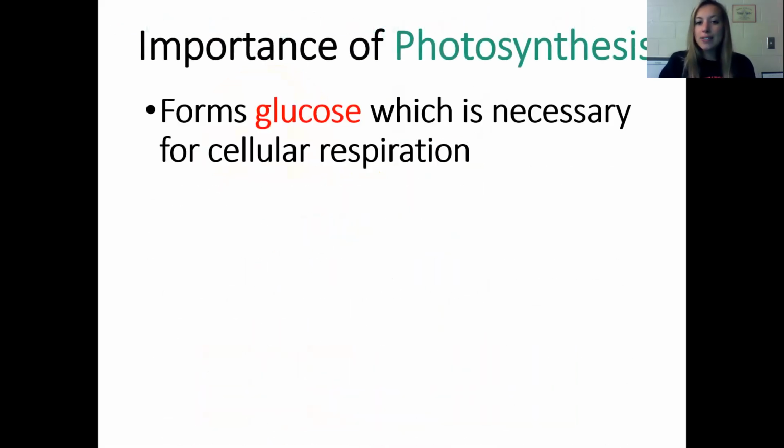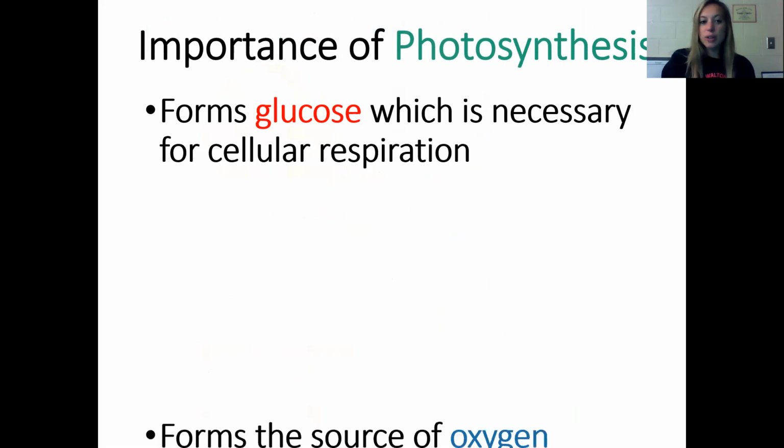All right, why is photosynthesis important? It does several things. It's going to form glucose, which is necessary for cellular respiration. What's our first step of cellular respiration? Glycolysis, right? So you need glucose put in so that you can then break down the glucose and continue on with the whole process and end up getting ATP, the energy that we could use.